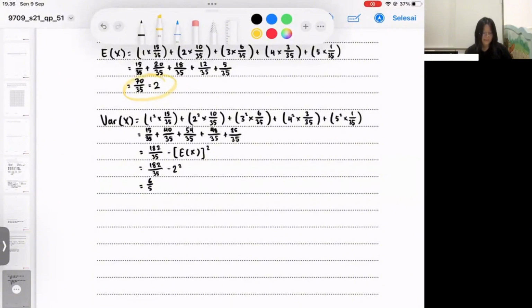After that, you have to add them all up and then subtract the mean squared. You get that the total is 182 over 35 minus 2 squared. And after you've calculated everything, you get that the final result is 6 over 5.